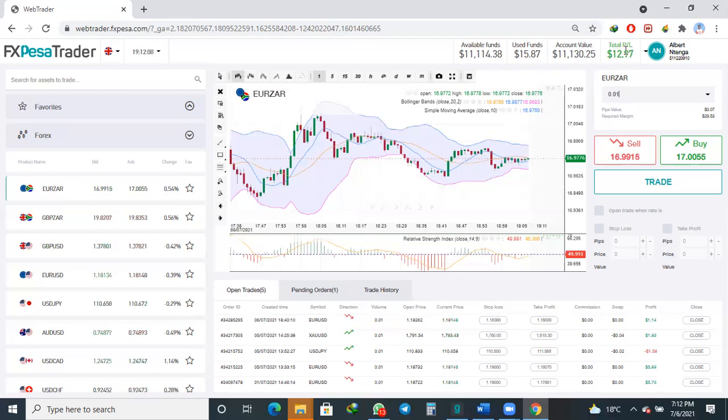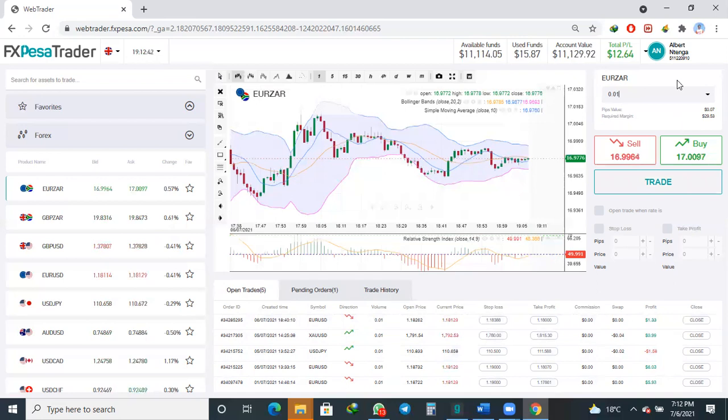Now, the total profit and loss will give an account of your trades. Your trade is either a profit or a loss. Profits you add, and then losses you subtract.